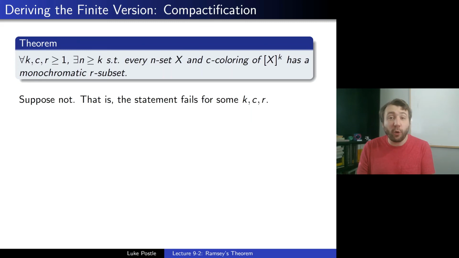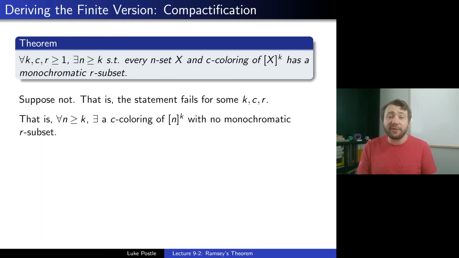We suppose not. That is, the statement fails for some k, c, and r. So it fails for some case, and we can't find an R. And what does that mean? That for every n at least k, there is a C-coloring of the k-subsets of n with no monochromatic R subset. So somehow we failed: for every n, there's always this kind of bad coloring of the subsets with no monochromatic R subset. So we'll call such colorings bad.